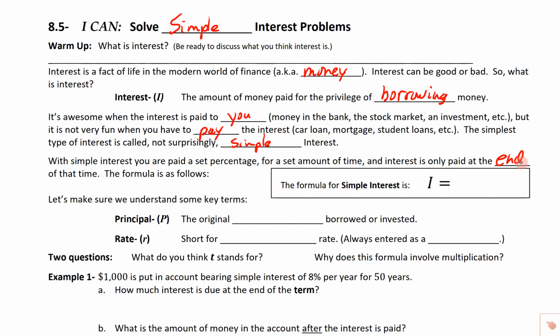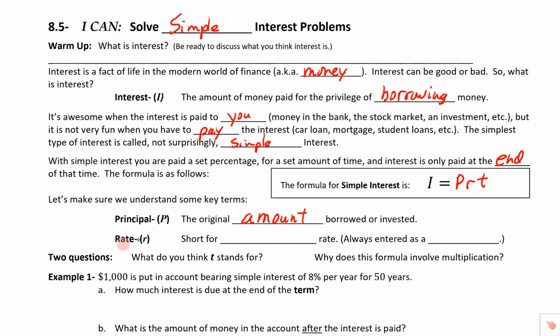Now, the formula is pretty easy. It's I equals PRT. And you'll notice between these three variables, these three letters, there's nothing in between them. So it's all multiplication, implied multiplication right there. So let's talk about what these are. P stands for principal. And what principal means is it's the original amount that's borrowed or invested. The original amount that's borrowed or invested.